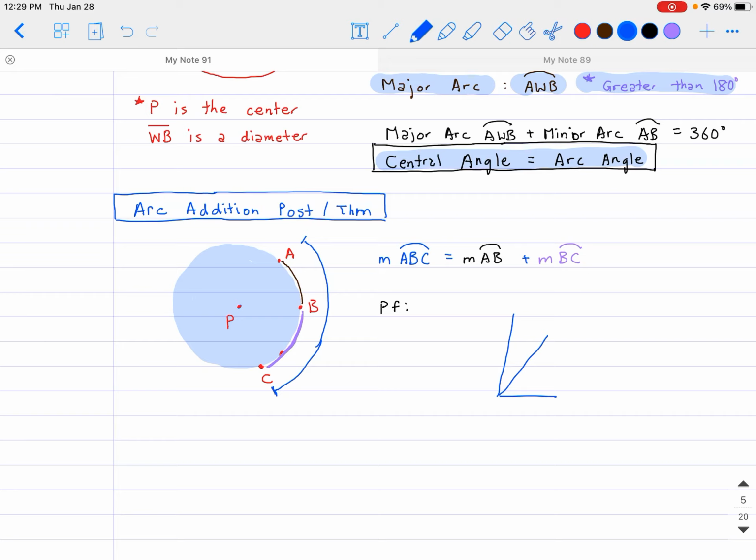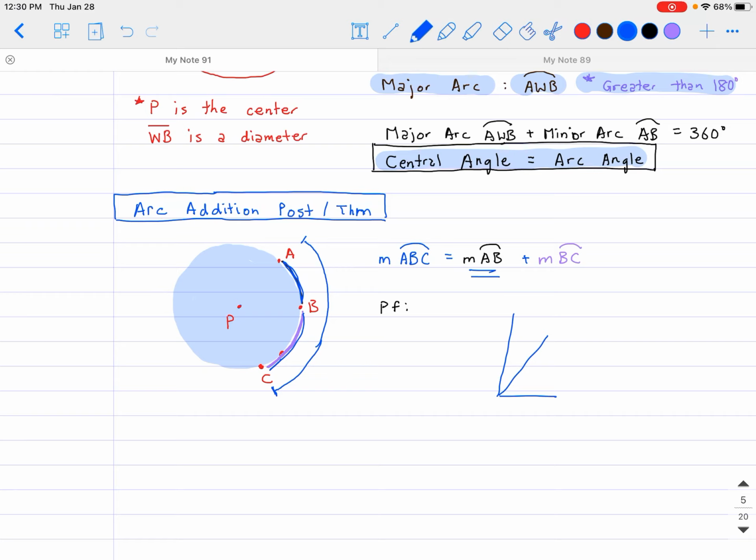Over here for the arc addition, it's exactly the same thing. In order to add AB, which is located right here, with BC, which is located right here, B has to be the little in-between connector between the two. And that would then give you the arc ABC.